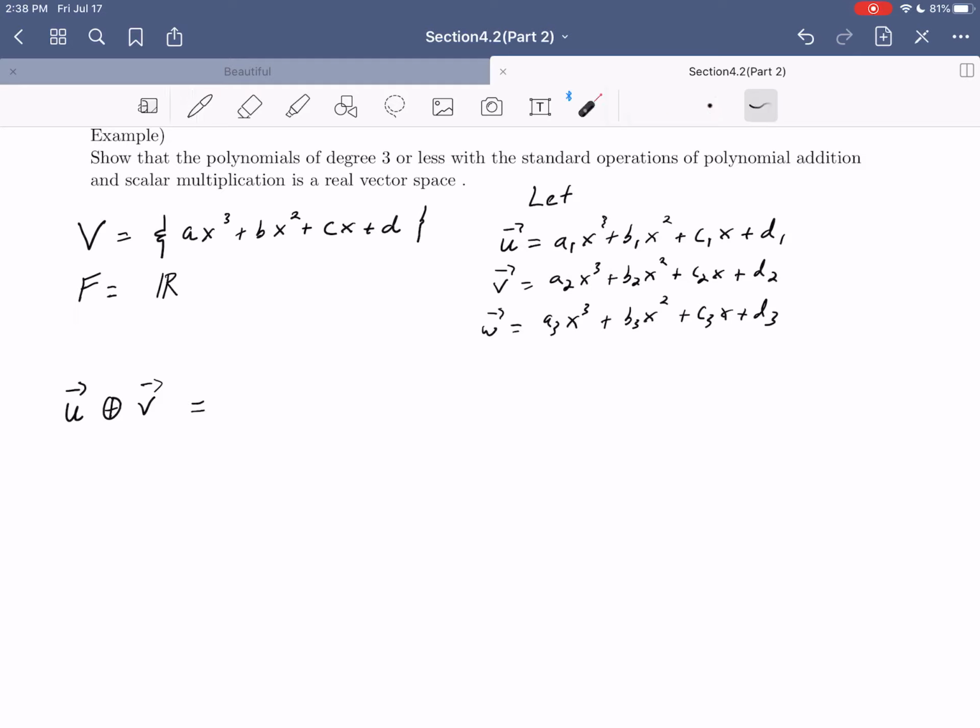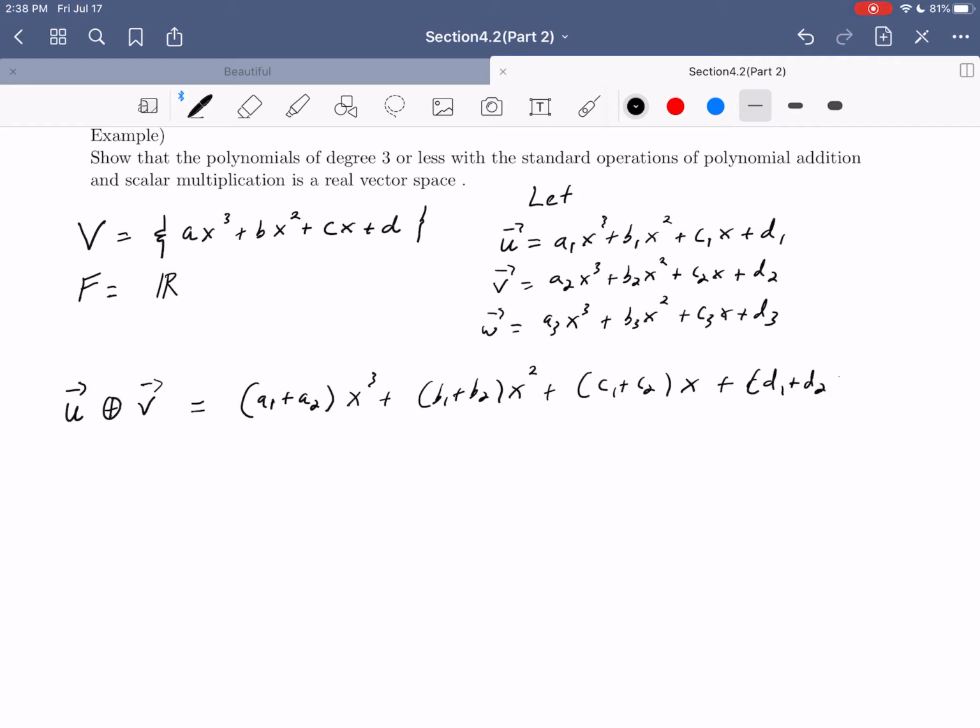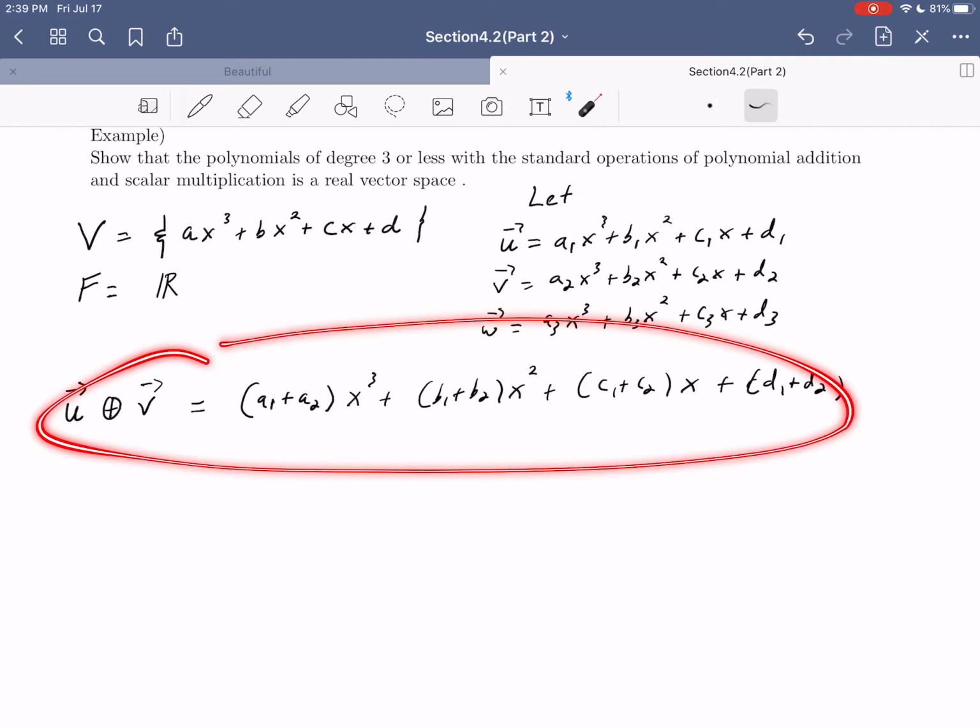So in this case, since we're doing standard polynomial addition, how would you standardly add these polynomials? Well, we know that when you add polynomials, you add the like terms. So we know the definition in general would be that we would get (a1 + a2)x^3 + (b1 + b2)x^2 + (c1 + c2)x + (d1 + d2). That's our definition of the vector addition.